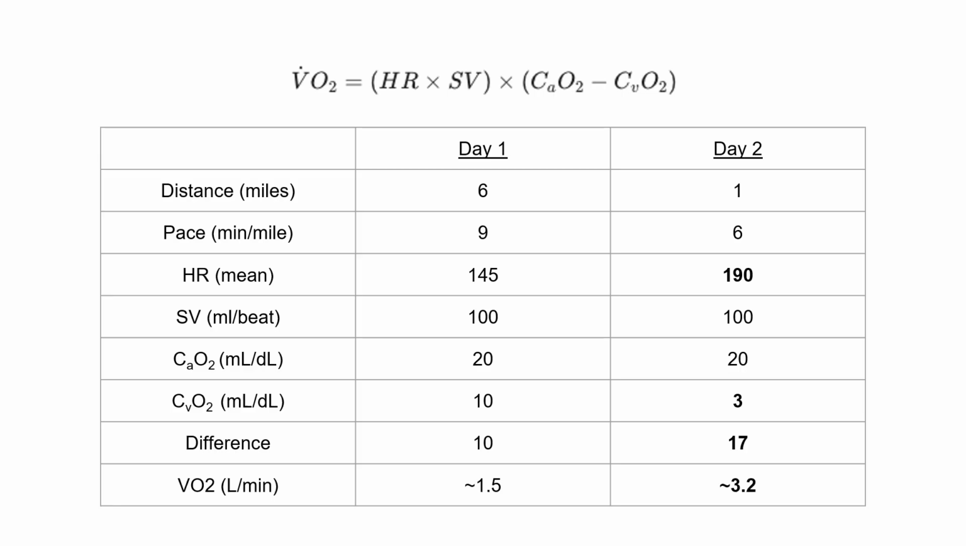So now, remembering the Fick equation that we've repurposed for VO2, we'll use 2 different examples of this 30-year-old runner. On the first day, we have the patient go out and run 6 miles at a very respectable 9 minutes a mile.